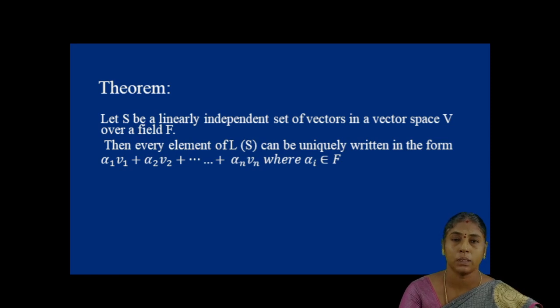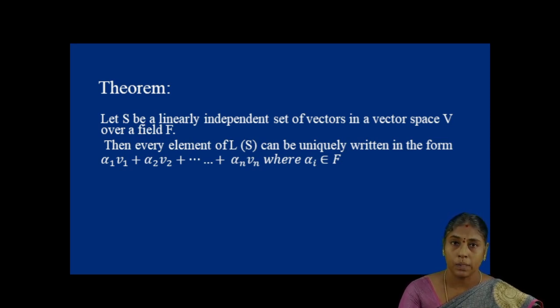Now let's move on to the theorem. Let S be a linearly independent set of vectors in a vector space V over a field F. Then every element of L of S can be uniquely written in the form alpha 1 v1 plus alpha 2 v2 plus etc. plus alpha n vn, where alpha i belongs to F. Now here it is given that S is a linearly independent set of vectors in a vector space V.